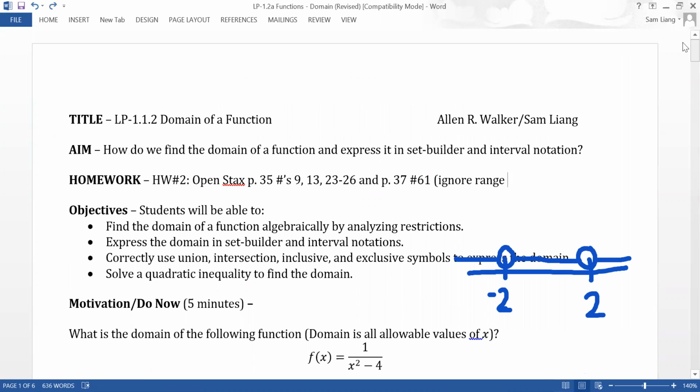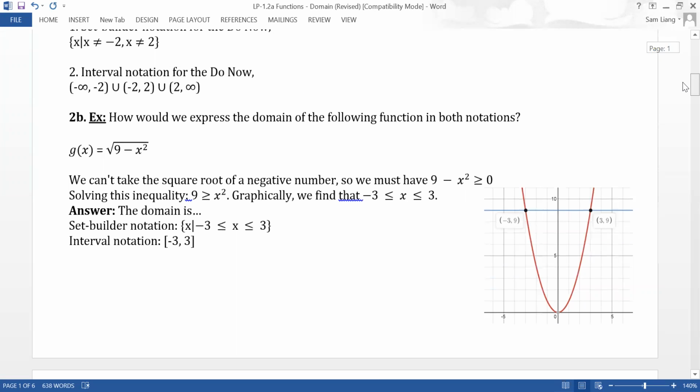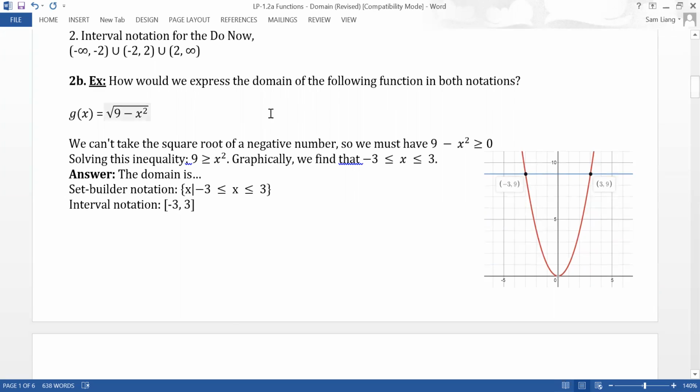Sorry, I need to redo that. Sorry, I'm just going to try to erase this. Yeah, okay, there we go. All right, so next we're going to go over this quick example, and then we'll get to the worksheet, okay?